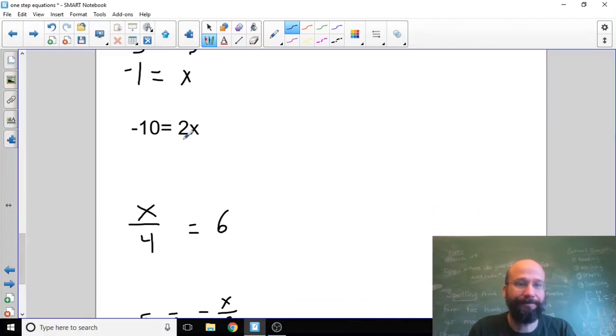The last one, multiplication, so I'm going to divide by 2. -10 divided by 2 is -5. And then this is 1, which just leaves us x.